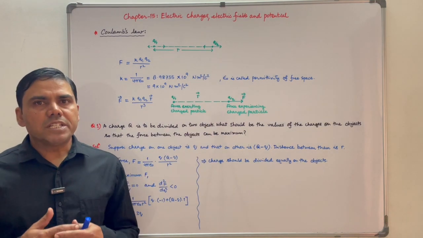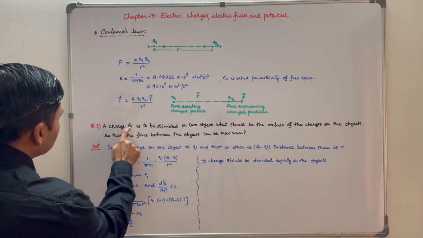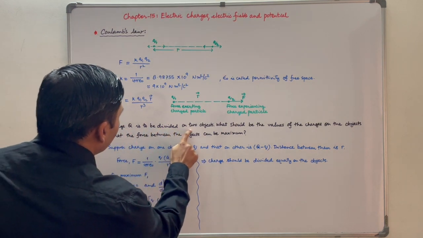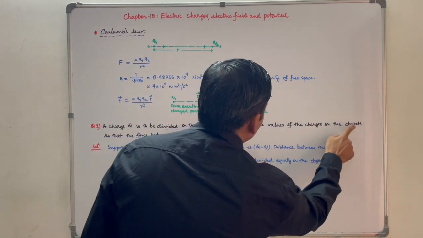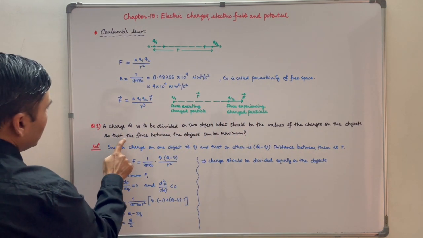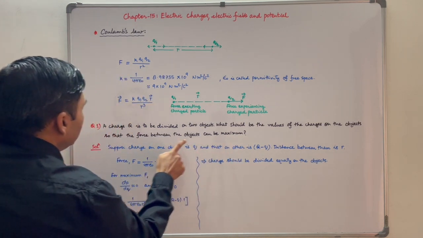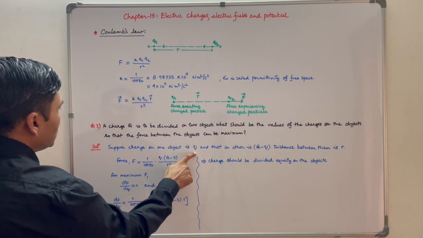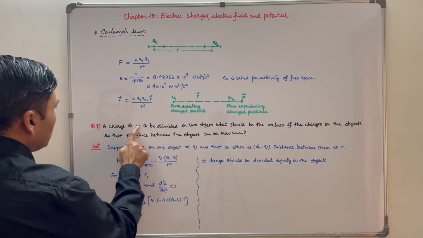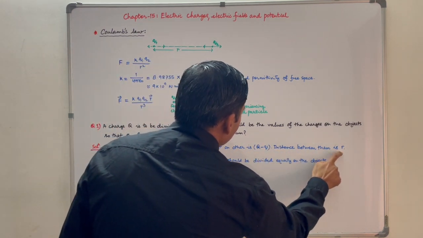Let us see a couple of questions based on Coulomb's law. First question: a charge capital Q is to be divided on two objects. What should be the values of the charges on the objects so that the force between the objects can be maximum? Suppose the charge on one object is small q. So the charge on the other object will be capital Q minus small q. Suppose the distance between them is small r.